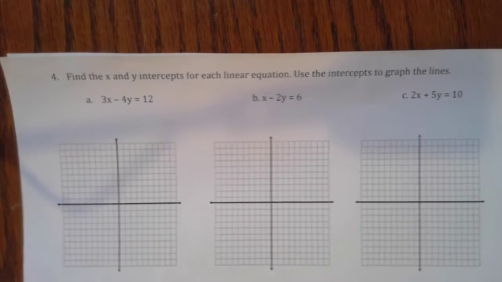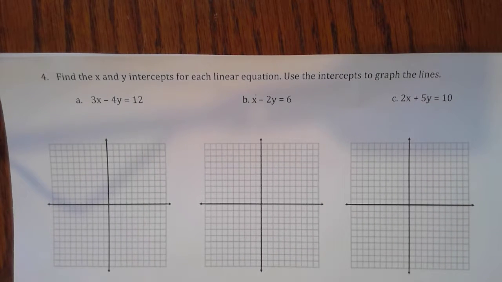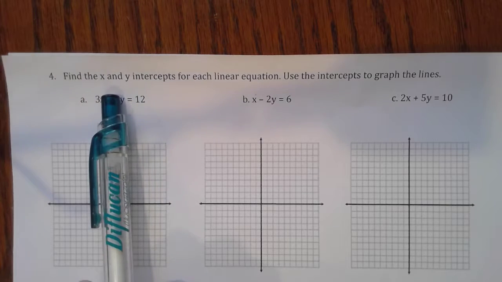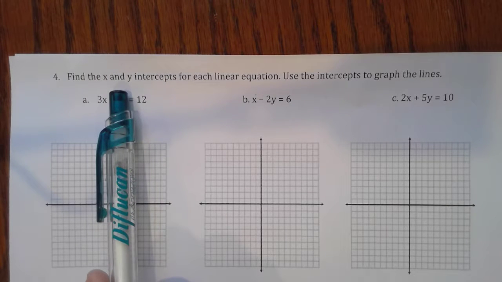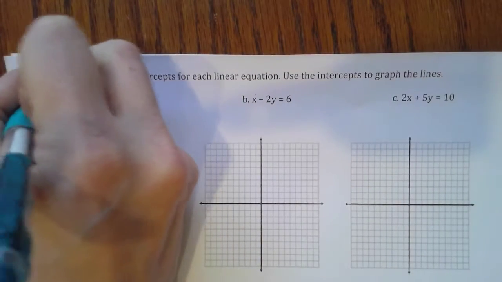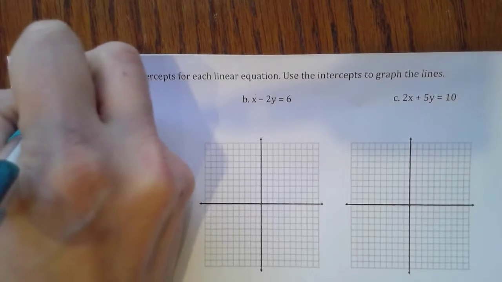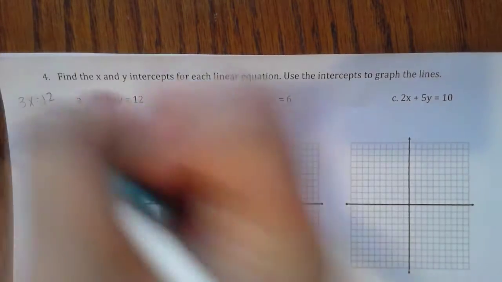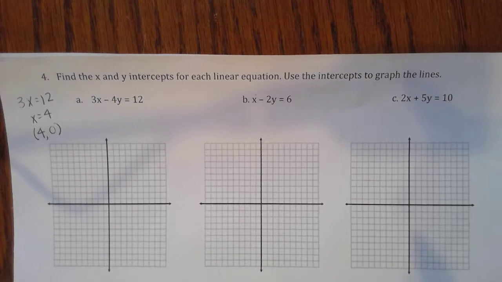Okay? Number 4a. Number 4 says find the x and y intercepts for each linear equation. Use the intercepts to graph the lines. So each of these will be in standard form. You need to keep them in standard form because, as I've told all of you, I use the cover-up method. So to find my x-intercept, all you do is cover up your y. Okay? So to find your x, if you cover up y, that says 3x equals 12. So x must be 4. So the x-intercept is 4, 0. Your x is 4 and your y is 0.